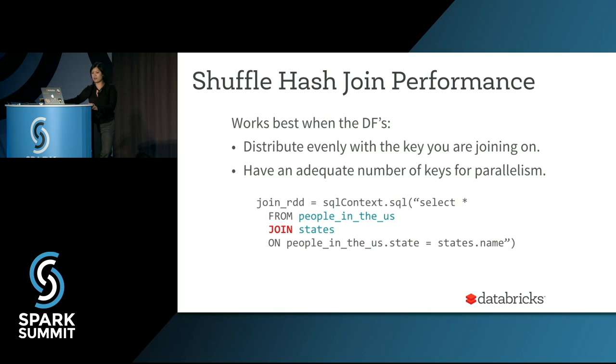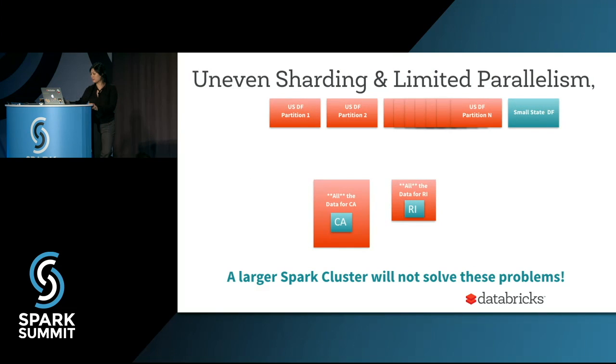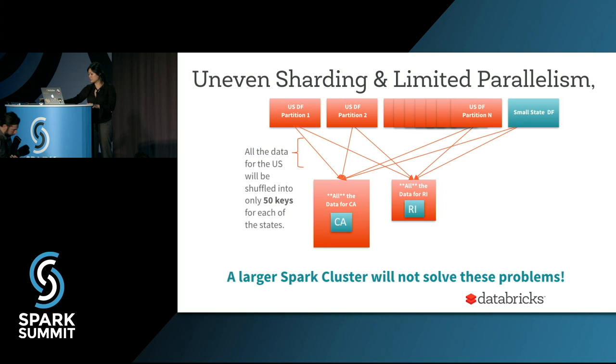So here, we don't have those two performance conditions met. What we're going to see is we have uneven sharding and limited parallelism. So we start out where we have that US data frame. It's very, very big. And then we have this tiny little state data frame. We're going to do a shuffle across it. And what we'll find is we'll only ever have 50 keys for this data set size.